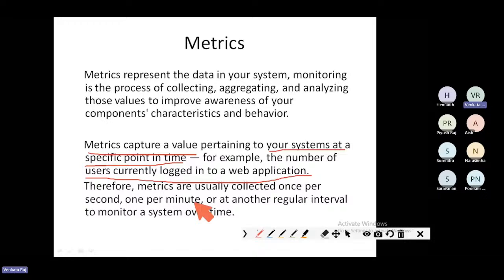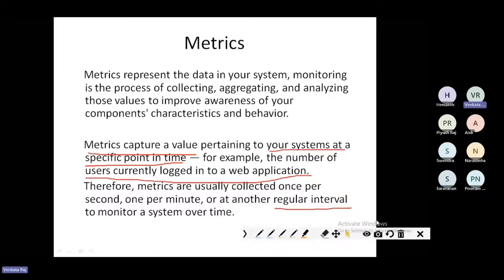So that the application and its components can be monitored at regular intervals over time. Whatever interval or frequency we have set up, whether it is in seconds, minutes, hours, or daily, you define that interval, and based on that interval, you will collect the metrics.